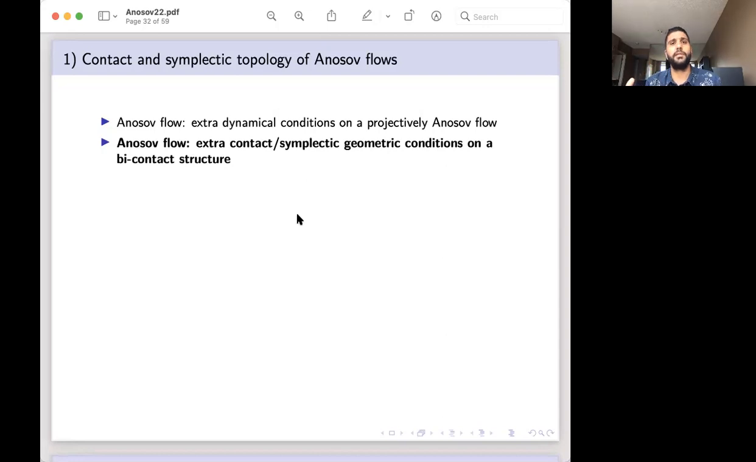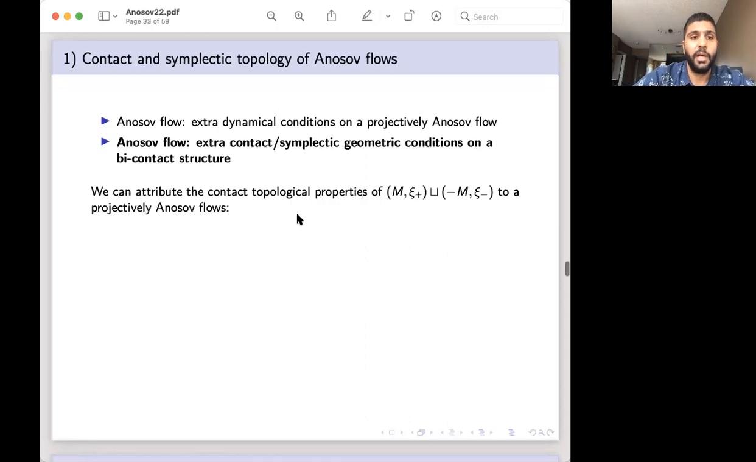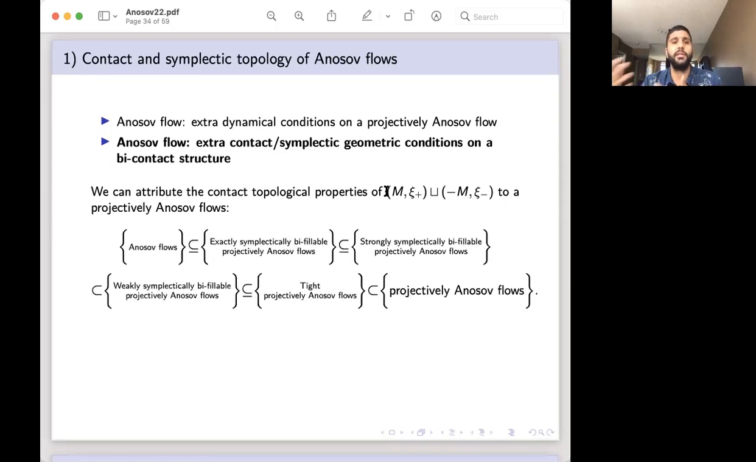Remember that a bicontact structure was a contact geometric equivalent to a projectively Anosov flow. Now I have this contact and symplectic enrichment of a bicontact structure, which makes it equivalent to an Anosov flow. And it's very natural to now try to understand these Anosov flows through this contact and symplectic topology. We can, in particular, attribute any contact topological property of this disconnected contact manifold, M_C+ union M_C-, to a projectively Anosov flow.